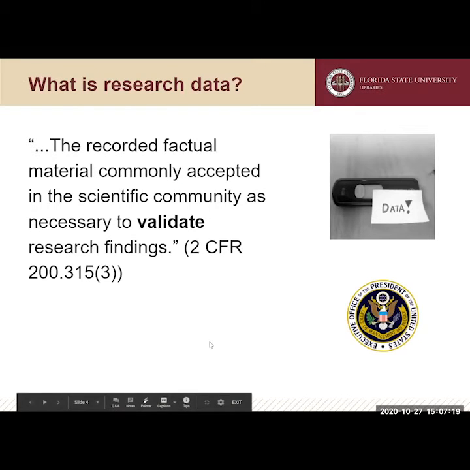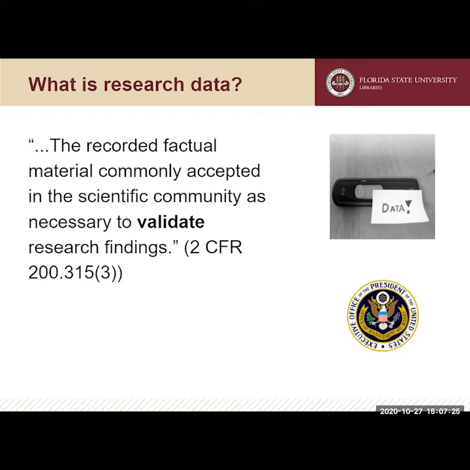And more specifically, if we think about research data, there are a lot of different definitions of this as well, depending on what discipline you're in, whether you're in sciences, social sciences, humanities. But for today's material, when we think about research data, we're going to use this definition from the Code of Federal Regulations. This states that research data is the recorded factual material commonly accepted in the scientific community as necessary to validate research findings.